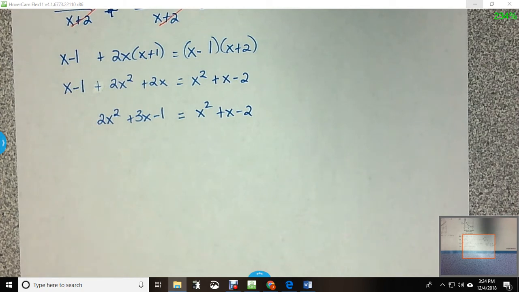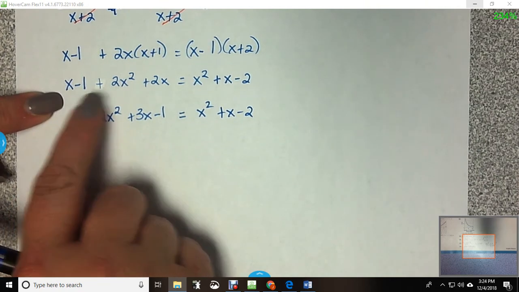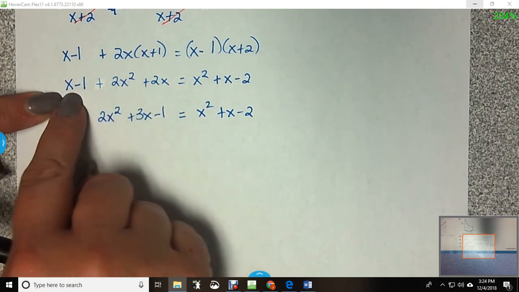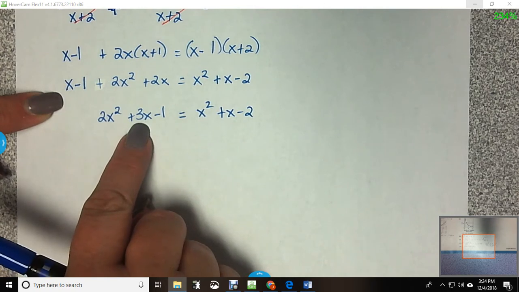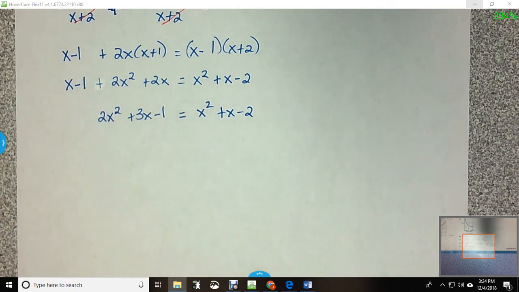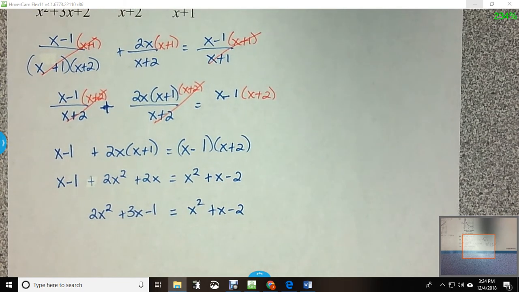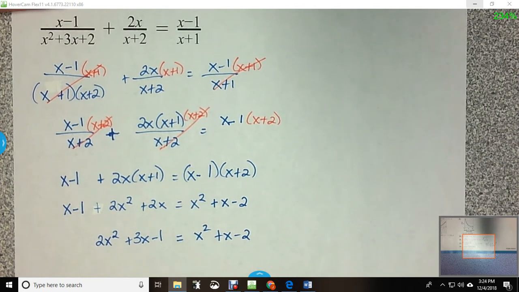What is the what? Right there. And then I combined it with this. X and 2x gives me 3x. And there's my negative 1. All the way. There we go.